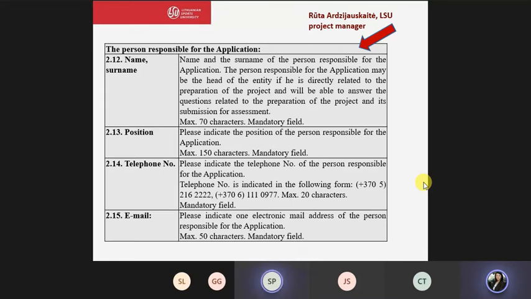And the position will be project manager. She is the project manager in our university. Her telephone number you will find on the internet as well, and the email, as all emails in our university: the name, the surname, and @lsu.lt. So can you write?